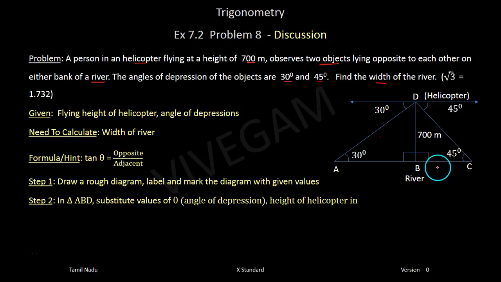Next, in the triangle ABD, substitute the values of theta and the height of the helicopter in the formula tan theta equals opposite by adjacent, that is equal to BD by AB. That is, in this triangle, tan 30 is opposite by adjacent, that is BD, the height of the helicopter, divided by AB. So in this case, tan 30 is known and BD is known, right? So AB is the only unknown. So that needs to be calculated, and that can be calculated, right?